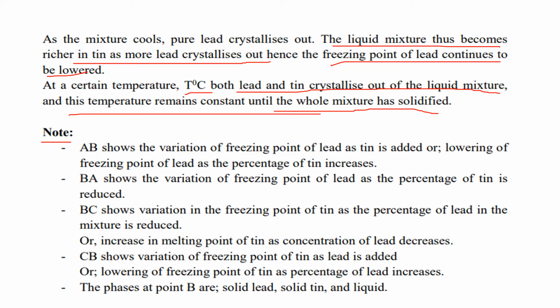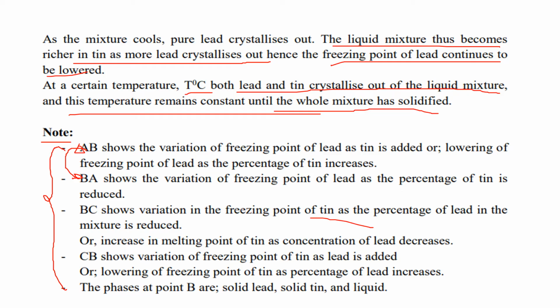We are seeing that AB shows variation of freezing point of lead as tin is added. Now these are curves. And then BA shows variation of freezing point of lead as percentage of tin is being reduced. Now we can plot this diagram and it tells you to name the curves. I told you to name the curves according to what is taking place. So AB is the freezing point curve of lead, and BC is the freezing point curve of tin. You can name it as AB or BA depending on the process.